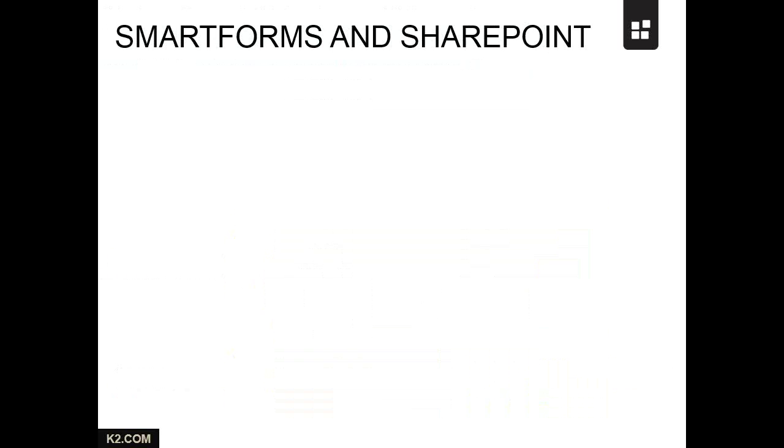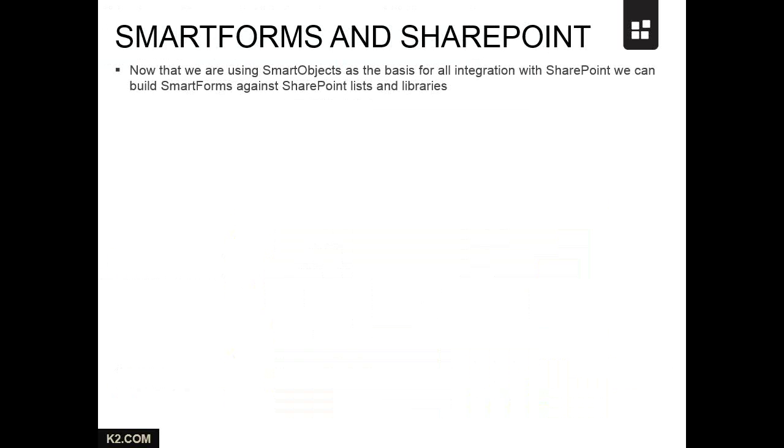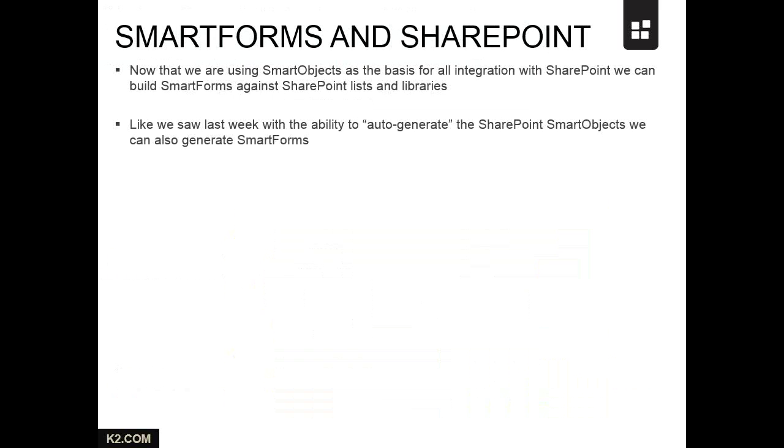The big key when we start looking at the K2 for SharePoint app is that we've now architected our K2 for SharePoint offering so that everything that we are surfacing from SharePoint is done so through smart objects. Any smart object can be used to build views and forms. And so that's where that nice integration comes in, is that we can now start building these smart forms against lists and libraries.